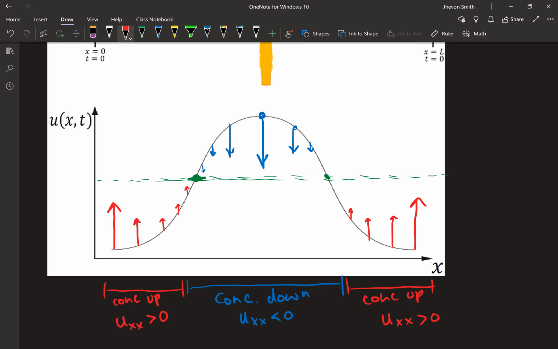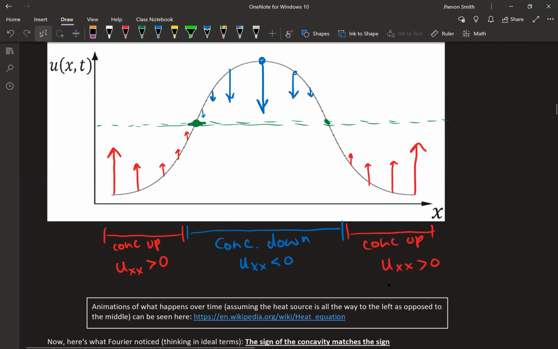Now, here's the stroke of genius, right? The genius comes out sometimes out of the simplest kind of ideas, the simplest most novel conclusions. Here's something that you can notice. The sign of the second derivative is the same as the sign of the concavity. Notice that when this guy is positive, it is associated with a positive temperature change.